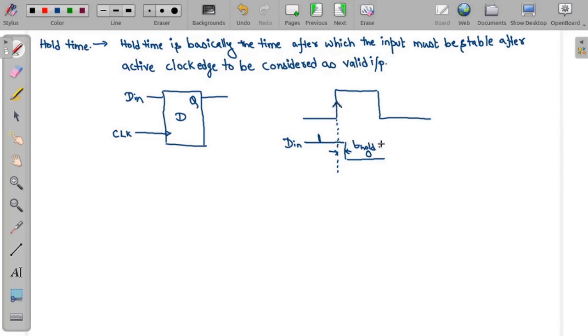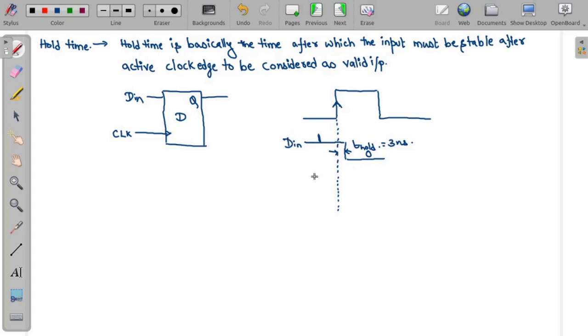So here let me assume T hold was 3 nanoseconds. This flip flop will consider the input as 1. Why 1? Because this 1 is stable for 3 nanoseconds after the application of the active clock edge.